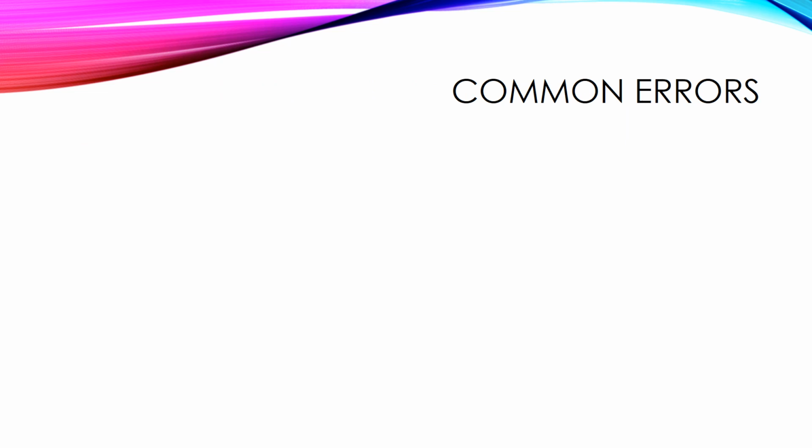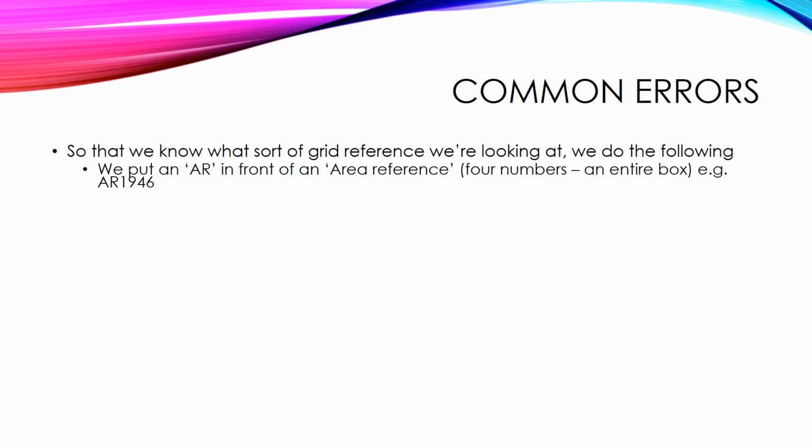So what we're going to look at here are some common mistakes that you can make when doing grid references and area references, just from watching what people have done over the last couple of years. We know what sort of grid reference we're looking at by putting a couple of letters in front of the numbers. It flags it really, really quickly for people.